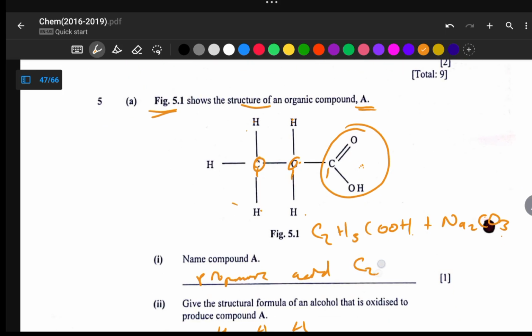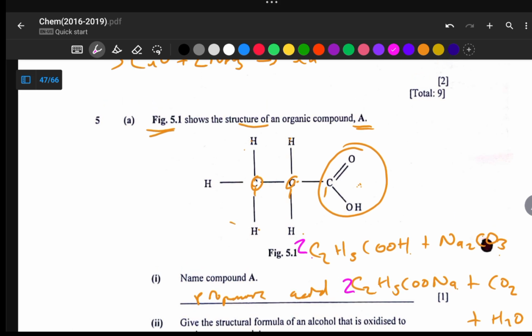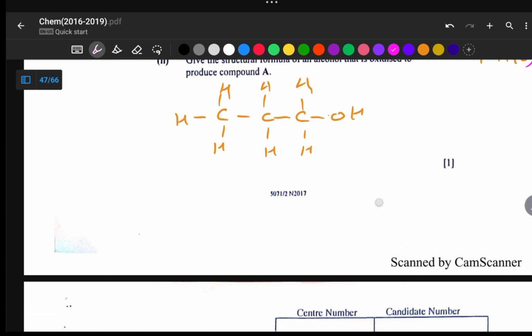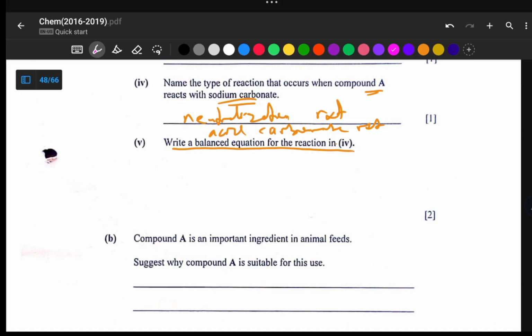So it's C2H5COONa, the sodium salt, plus carbon dioxide, and then plus water. And then to balance this equation, we are going to have 2 moles here and then 2 moles there, and the equation is balanced. These are the products for the reaction, and it is balanced. And then we go on to the next equation.